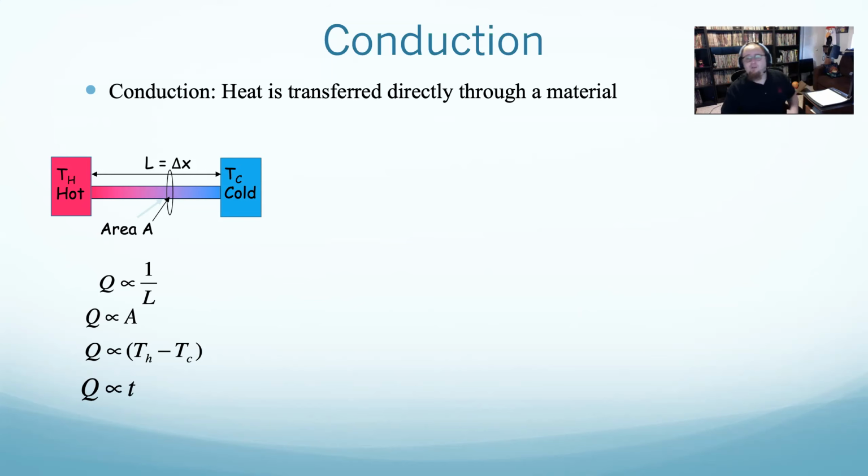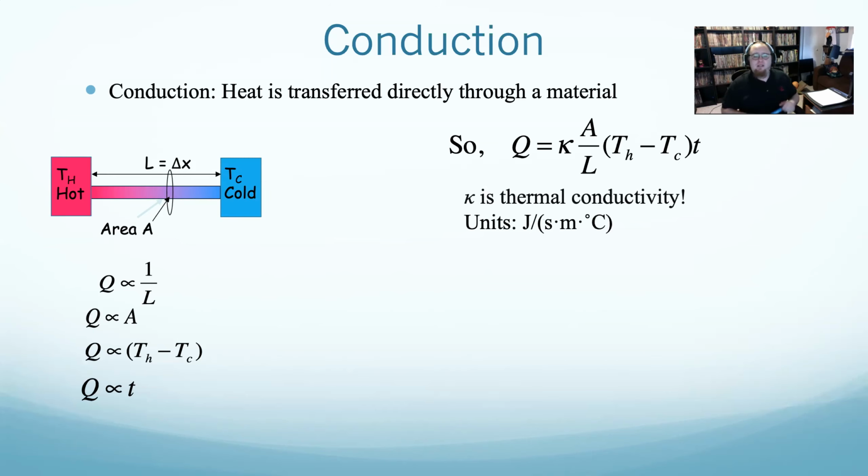If I shove all of that into one equation, I get this. This equation is the heat loss or gained, the heat transfer by conduction. And what it says is the heat transfer by conduction is kappa A over L times T hot minus T cold times time. Now in this equation, the first thing, kappa, that is not a K, it's a Greek letter kappa.